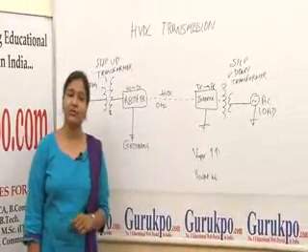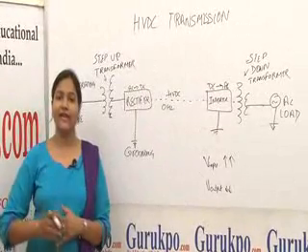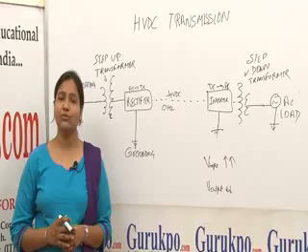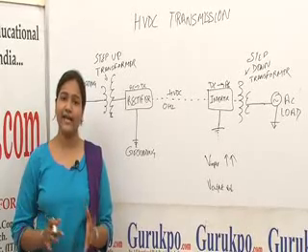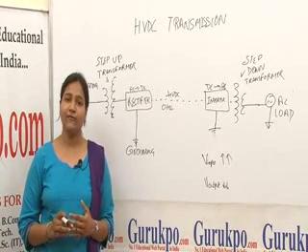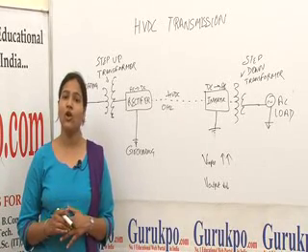High voltage DC transmission is basically an interconnection of AC transmission and DC transmission. It employs the positive points of both transmissions, AC and DC. High voltage DC transmission is employed whenever we have to transfer bulk power over a long distance.